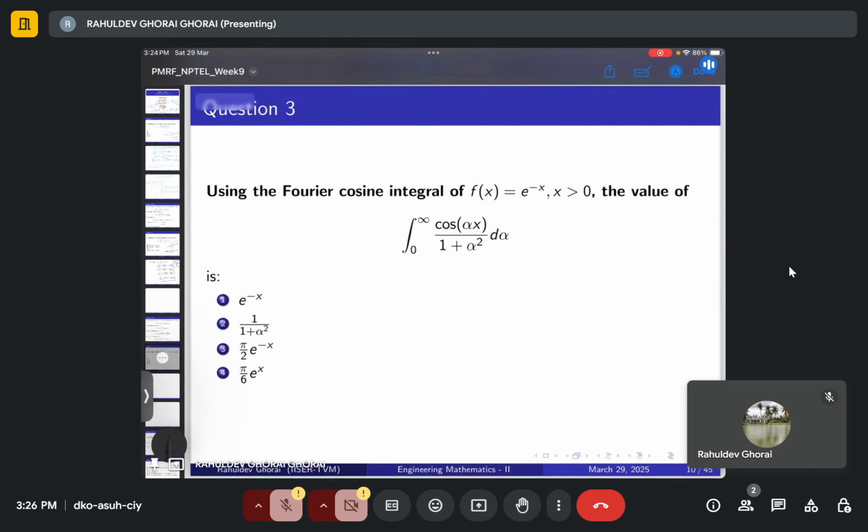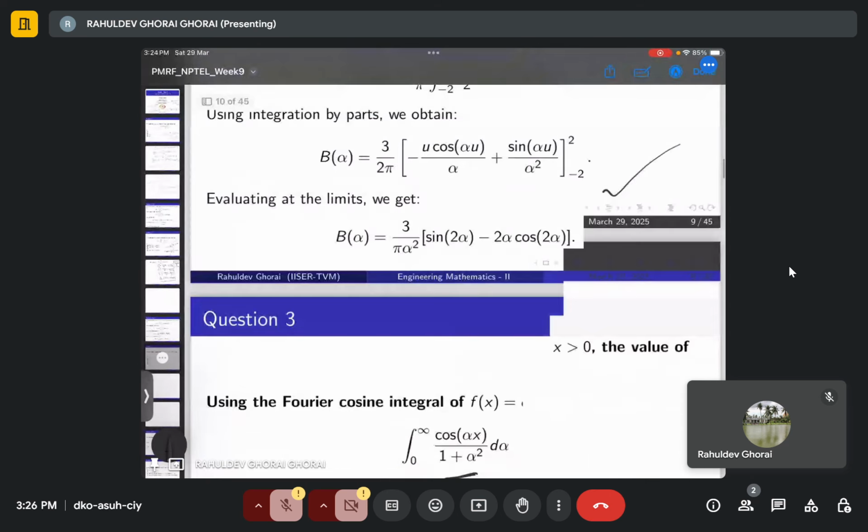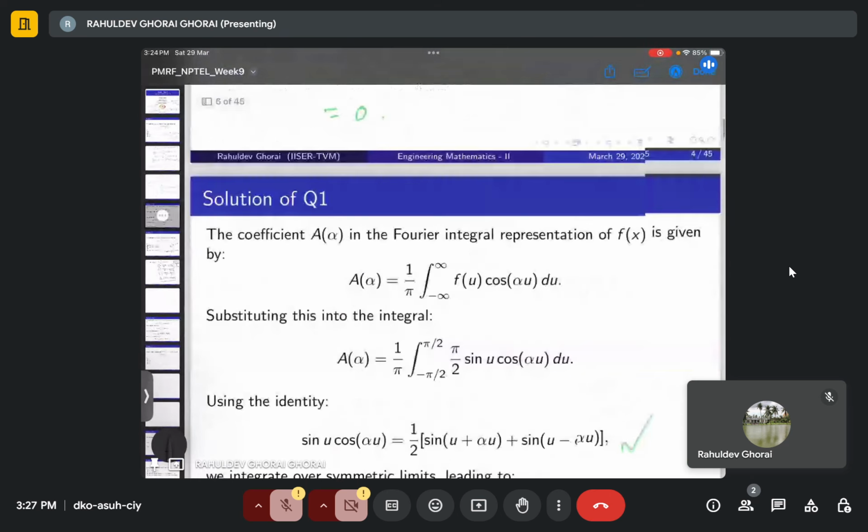Now I'll move to the next one, which is a little different from what we did in the first two. Using the Fourier cosine integral of f(x) equal to e to the power minus x, find the value of this. If you look at it closely, it is kind of like an A(alpha), B(alpha) type of thing, right? f(x) equals f(alpha) cos alpha x d alpha, like that, right? So those A(alpha), B(alpha) type of things are there.